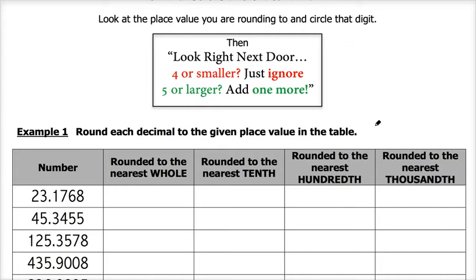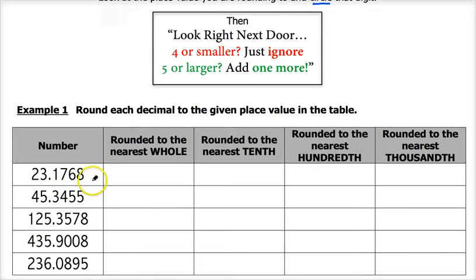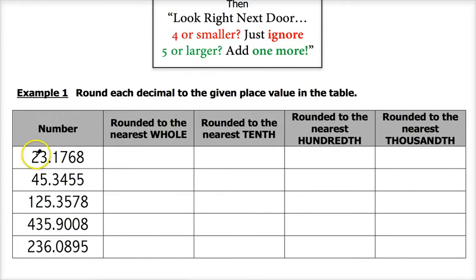So if you're asked to round a decimal to a certain place, the first thing you do is look at the place value you're rounding to, and it's a good idea to just circle that digit so you don't forget where you're rounding to. And then we're going to use this little saying here to help us remember how to round. So after we've circled the place that we're rounding to, then we're going to look right next door. 4 or smaller, just ignore. 5 or larger, add 1 more. So we'll talk about what this means down here as we go through and round each of these numbers.